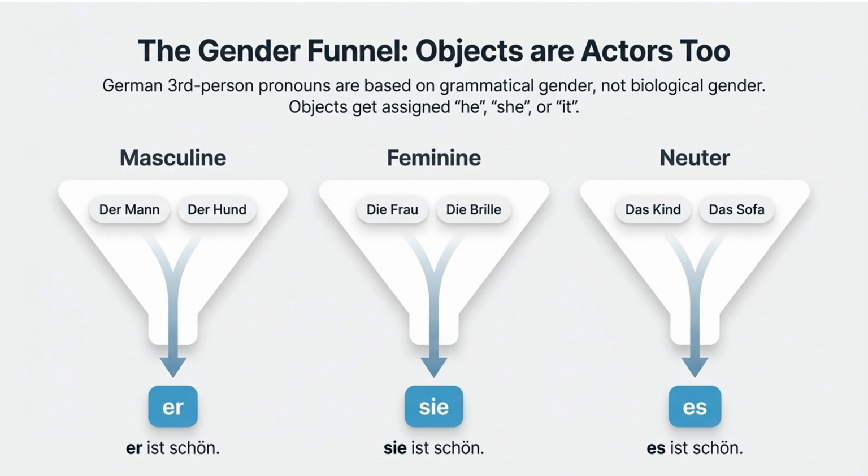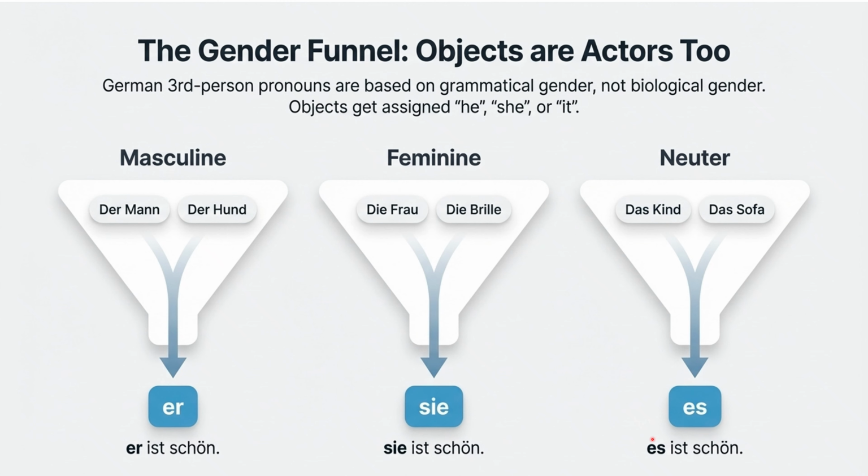Masculine nouns, for example, der Mann or der Hund, use er. For example, er ist schön. Feminine nouns, for example, die Frau or die Brille, use sie. For example, sie ist schön. Neuter nouns, for example, das Kind or das Sofa, use es. For example, es ist schön.